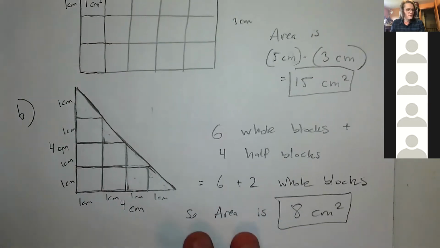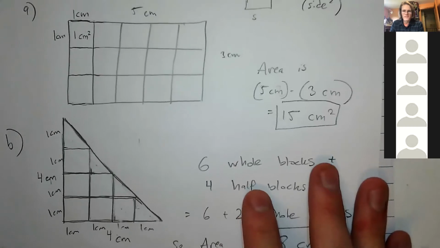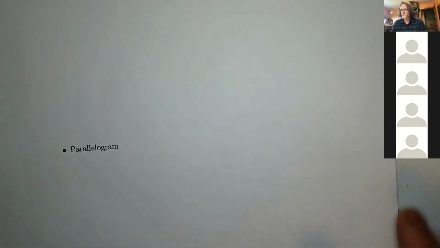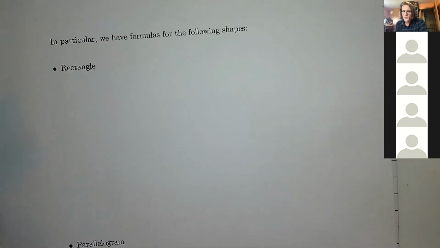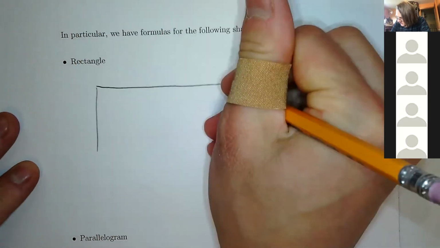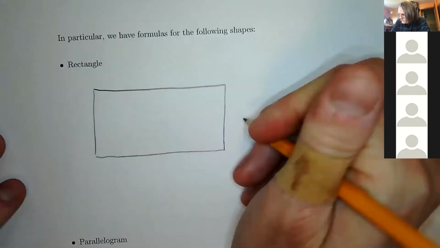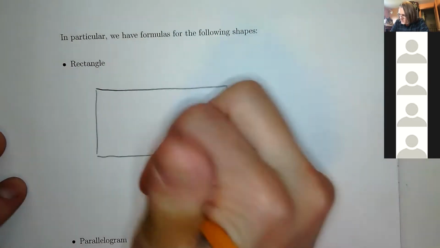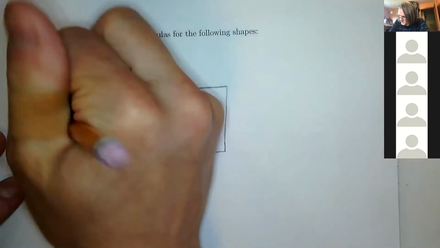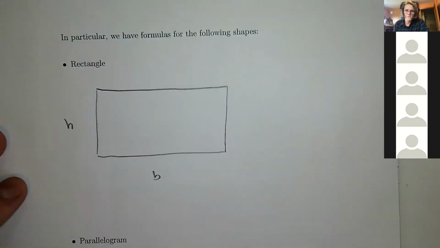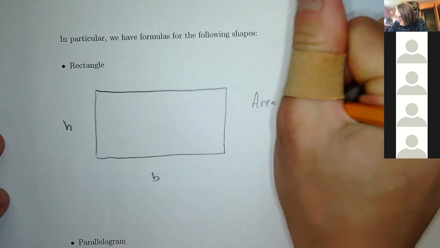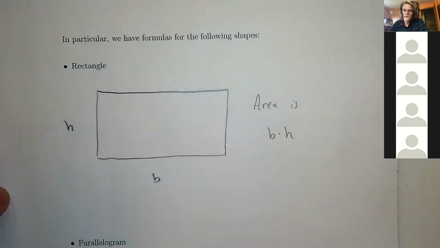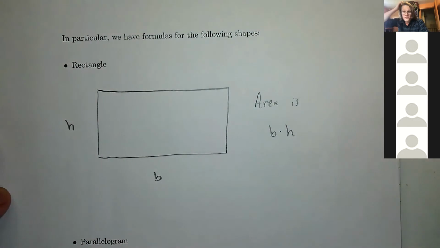So as was pointed out, this does work, but it's not very efficient. We wanted to find a formula. Here it is. So we have formulas. So as I said, for a rectangle, it's pretty simple, right? For a rectangle, I have something like this. And I'll call this the base, this the height. People have names for these things. I don't really care. And so the area here is just base times height. Okay. So you just multiply them together.